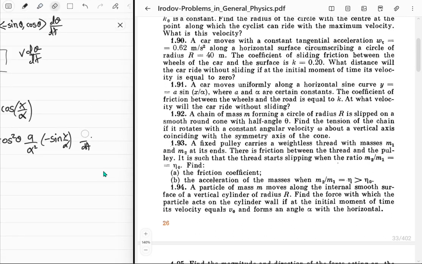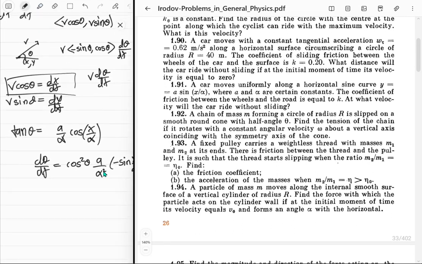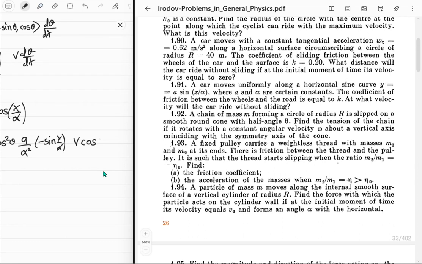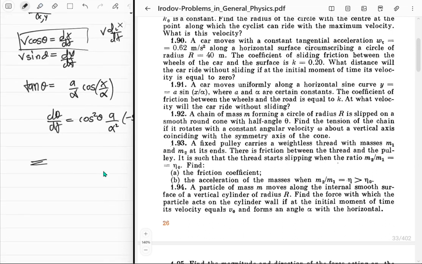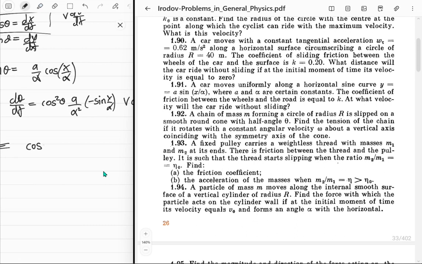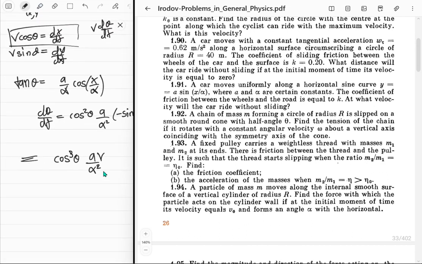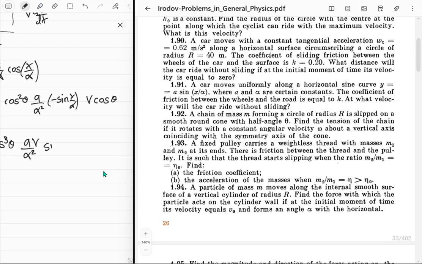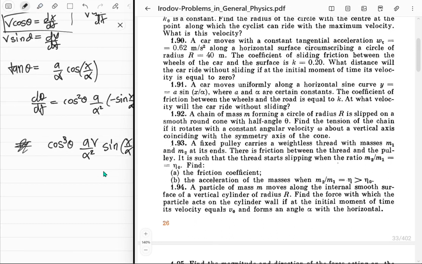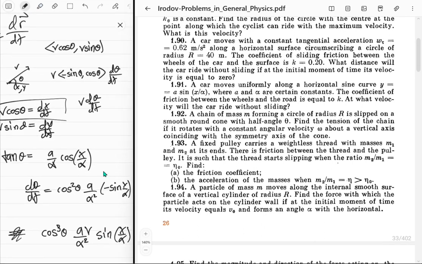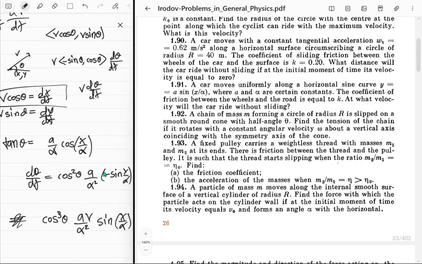Then what's dx upon dt? So dx upon dt is just v cosine theta. So now it just becomes cosine cube theta, a upon alpha squared, and then you've got this thing. So v, and we are looking for magnitude anyway, so we'll just say sine of x upon alpha. Cool. Now cosine cube theta, we need to write that in terms of x somehow.